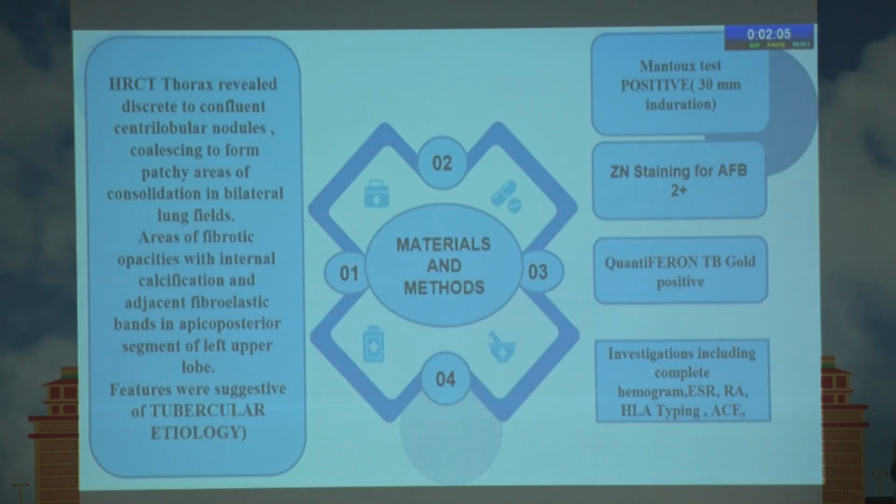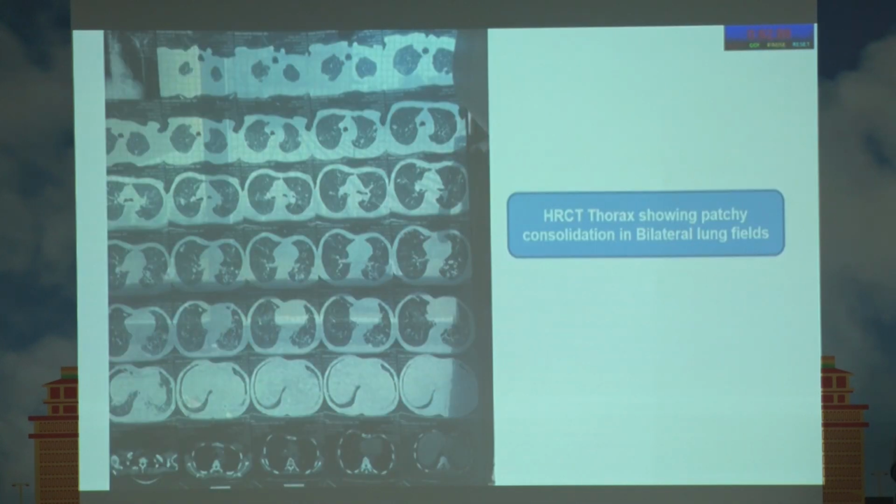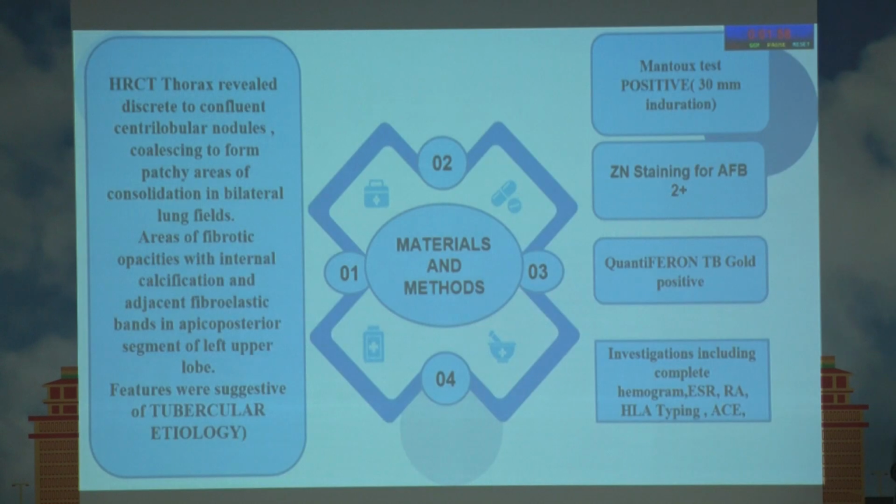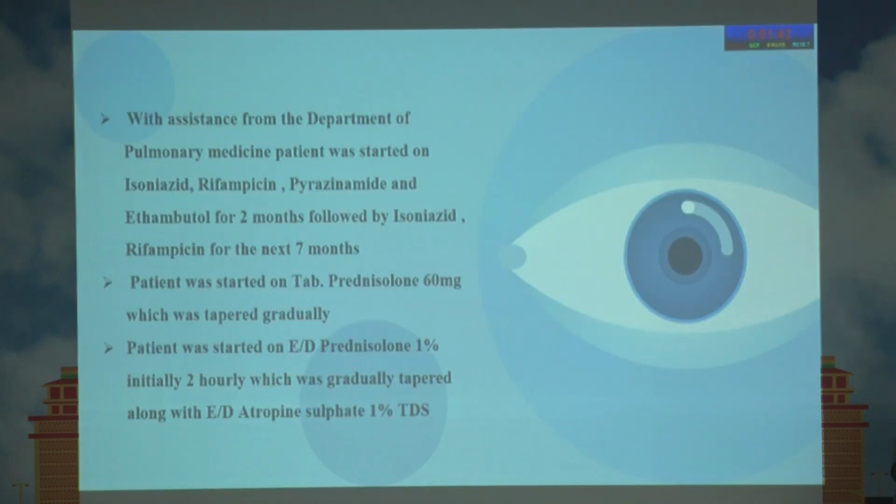HRCT thorax of the patient was advised, which showed patchy areas of consolidation in bilateral lung fields. Along with that, the patient also had a Mantoux test positive with 30 mm induration. The ZN staining was 2+, and the QuantiFERON TB Gold test was positive. Investigations including complete hemogram, ESR, RA factor, HLA typing, and ACE were also performed. With assistance from the Department of Pulmonary Medicine, we started the patient on isoniazid, rifampicin, pyrazinamide, and ethambutol for 2 months, followed by isoniazid and rifampicin for the next 7 months.